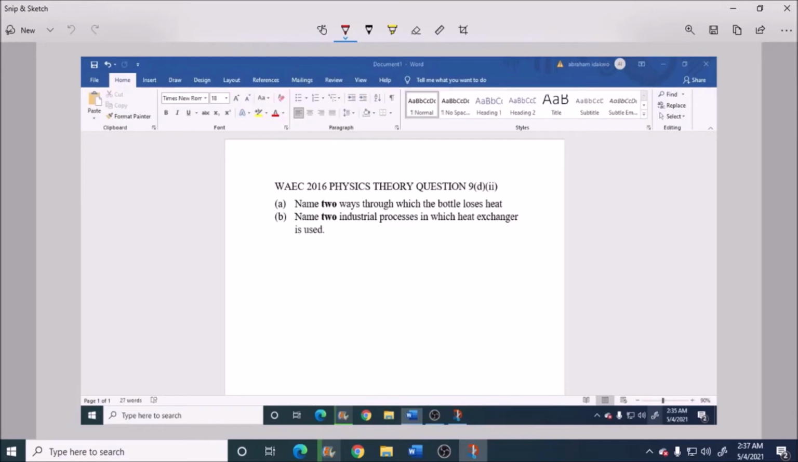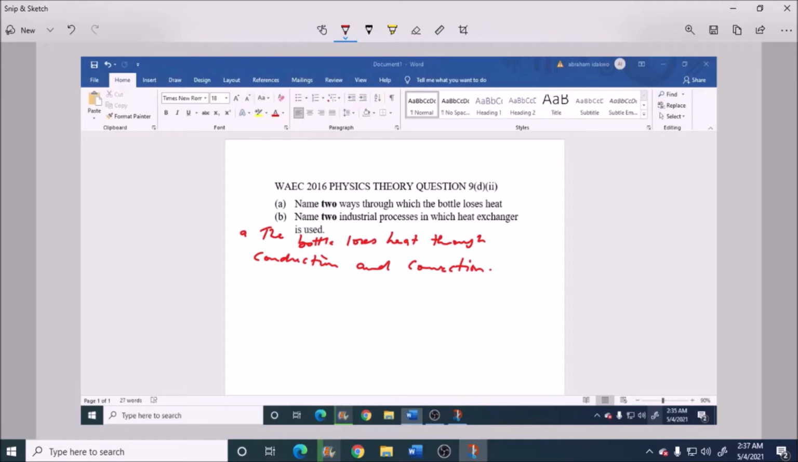The bottle loses heat through conduction and convection. Okay, so these are the two ways through which the bottle loses heat.